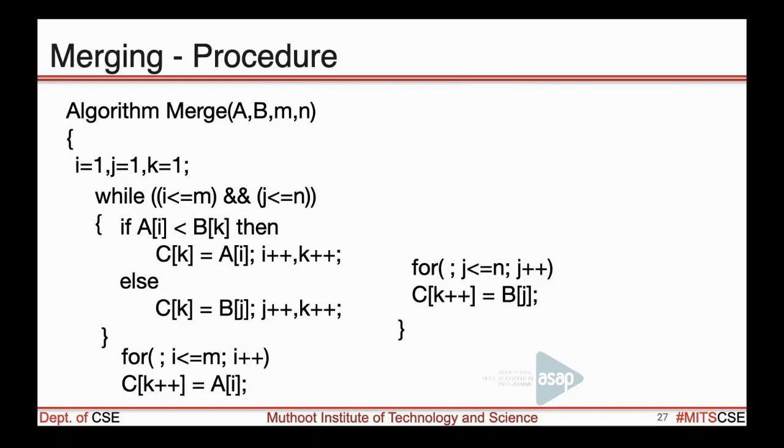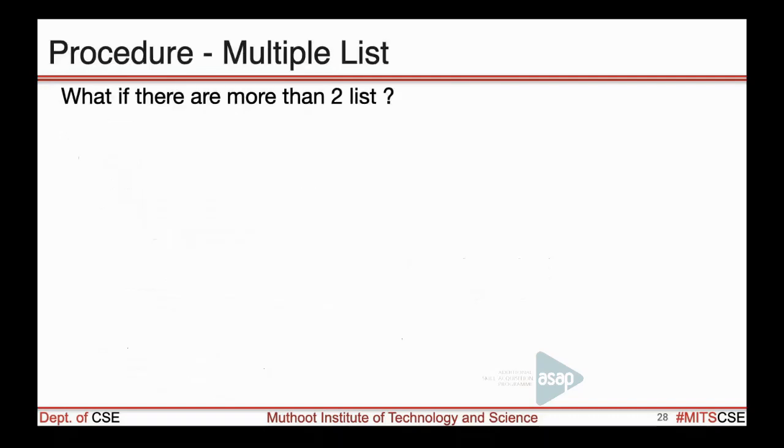So we started with A, B, lengths M and N. We have initialized the values, and until we reach the end of the list, we have to compare and we have to increment. Okay, after that, whatever things are remaining, we have to copy simply to the C array. Clear? Fine. So this is about merging one list.